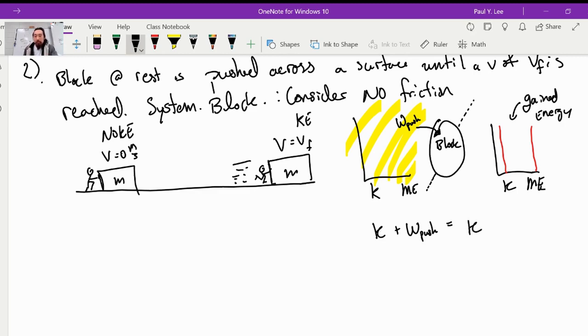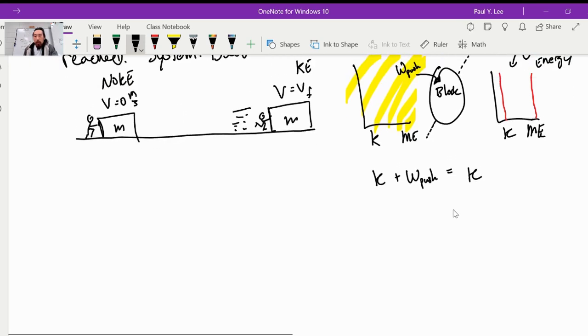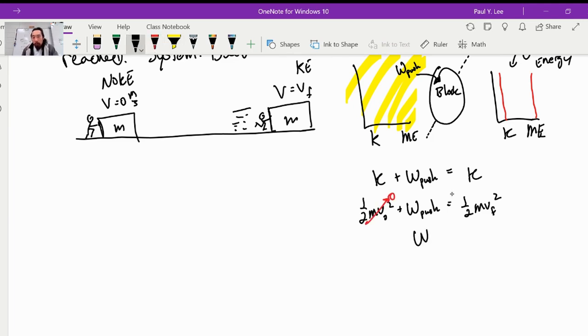And that's it. So with this formula, we can do 1/2 mv initial squared plus the work of the push is equal to 1/2 mv final squared. All right? And you could plug in your zeros because you know that it initially started from rest. And so we can say the work of the push or the work of the person is equal to 1/2 mv final squared, right? Whatever that number might be.